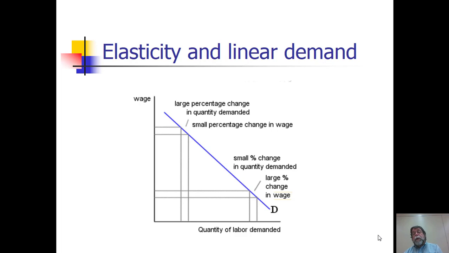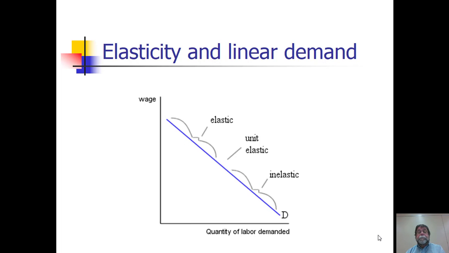As we move downward and to the right, those reverse. Because the level of quantity is getting larger and larger, the percent change is getting smaller. And similarly, because the wage is getting lower, the percent change in the wage becomes larger. So what we see along a linear demand curve is at the top portion of the curve, it's relatively elastic. Elasticity declines continuously till you get to some point in the middle where it's unit elastic. Beyond that, it becomes inelastic.